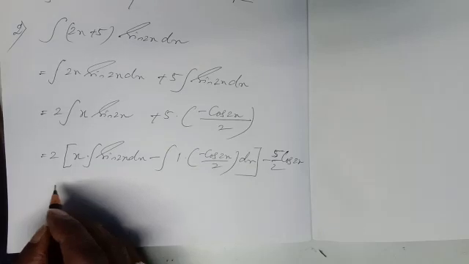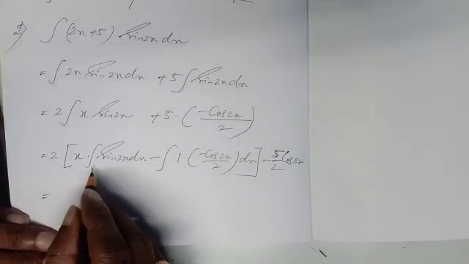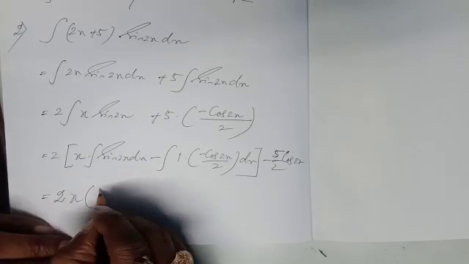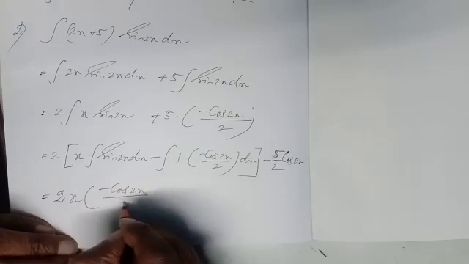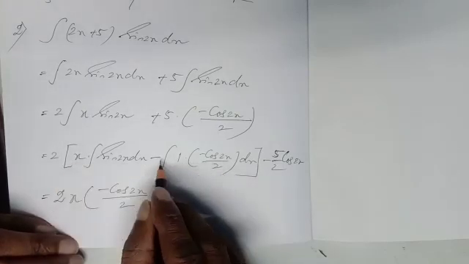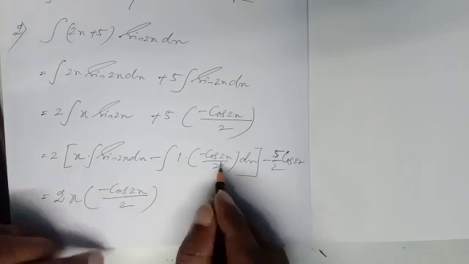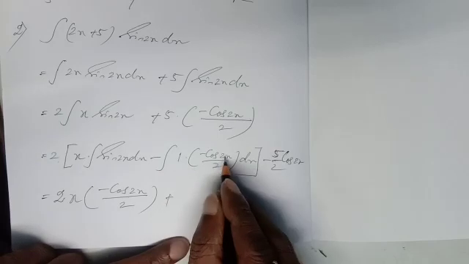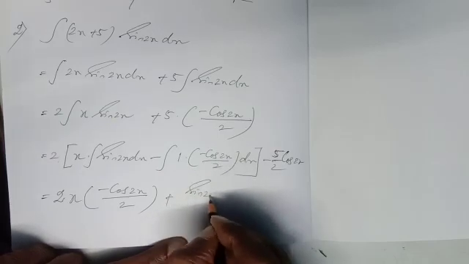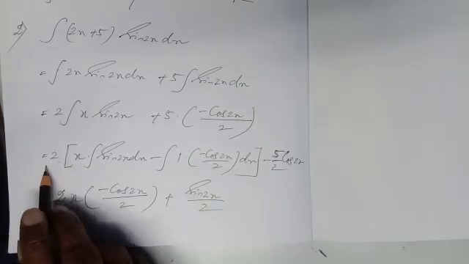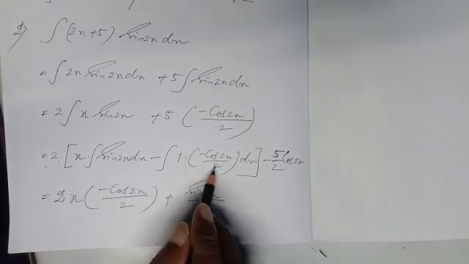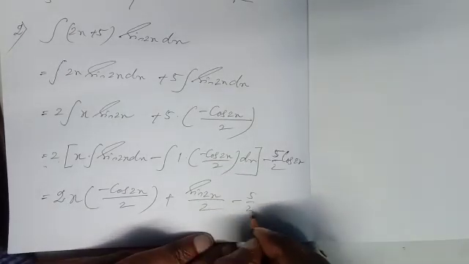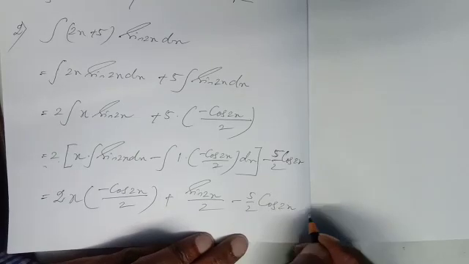Now if I open the bracket, this should be 2x and the integration of sin 2x, that is minus cos 2x by 2, and if I multiply by 2, this 2 will be cancelled. This will be plus the integration of cos 2x, that will be sin 2x by 2. Multiplying here, 2 cancels, this is minus x cos 2x plus sin 2x by 2, and here minus 5 by 2 cos 2x plus c.